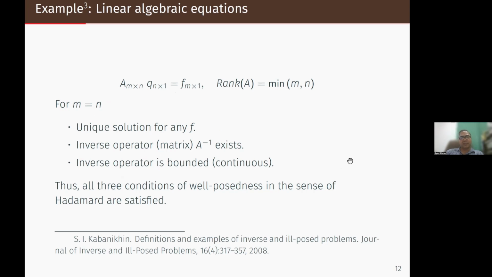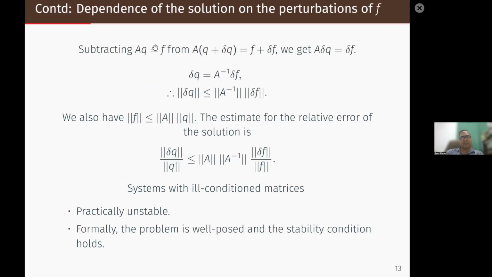But we can see that in this case, the small change in Q, if you perturb Q by Q plus delta Q, then we get A(Q plus delta Q) is F plus delta F. And if we compute the norm of delta Q, we get this relation. So in this case, the estimate for the relative error of the solution is given by the norm of delta Q divided by norm of Q, which is less than or equal to norm of A inverse, and norm of delta F divided by norm of F.